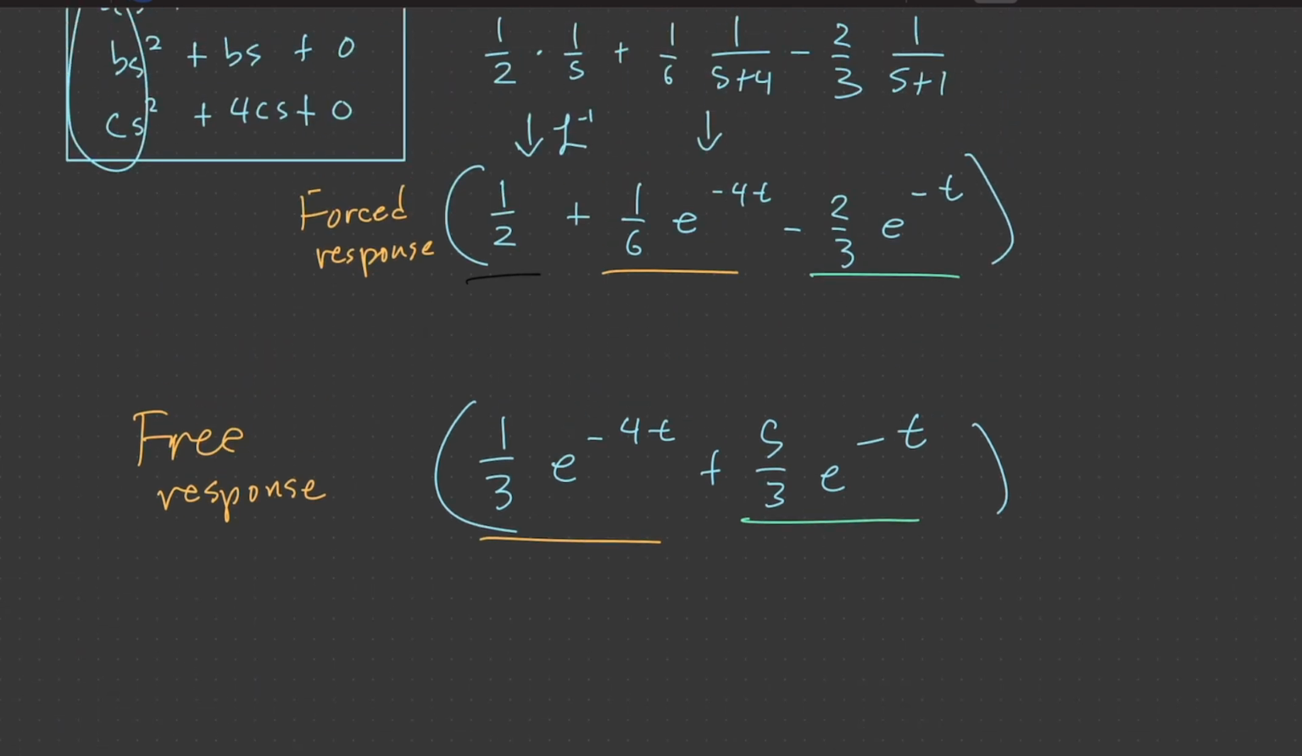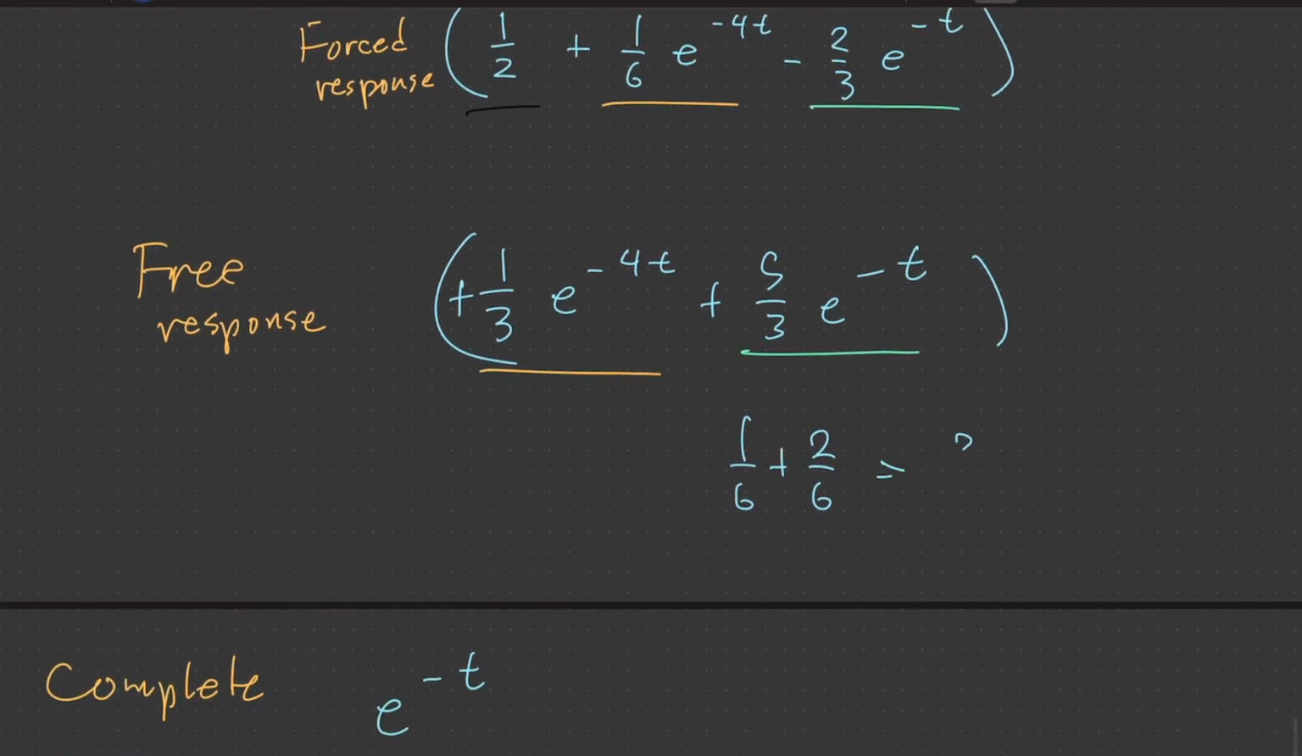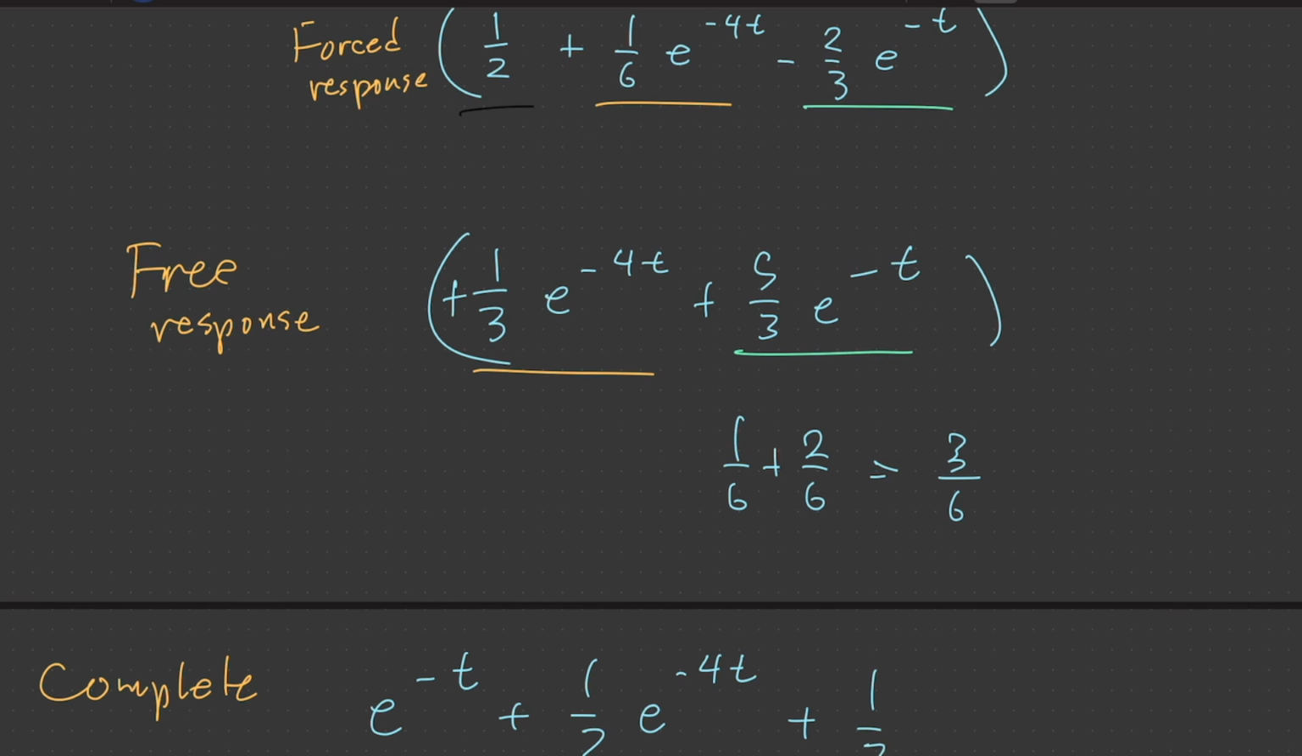1/6 plus 1/3. So that would be 2/6 plus 1/6. So that's going to get us 1/2, right? 3/6, just 1/2. So plus 1/2 e to the negative 4t, plus 1/2. And that is our complete response.